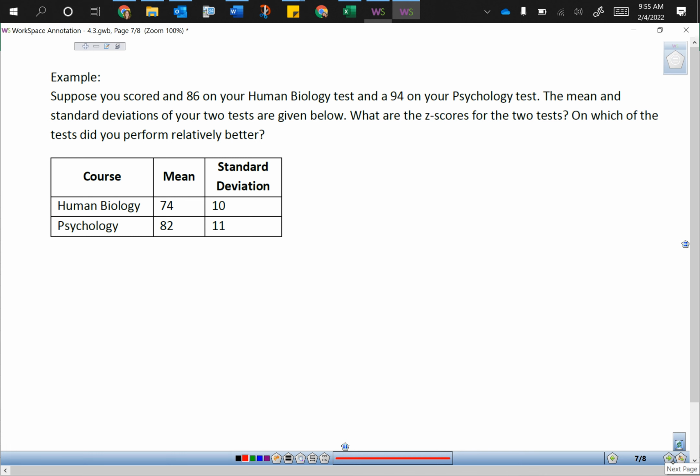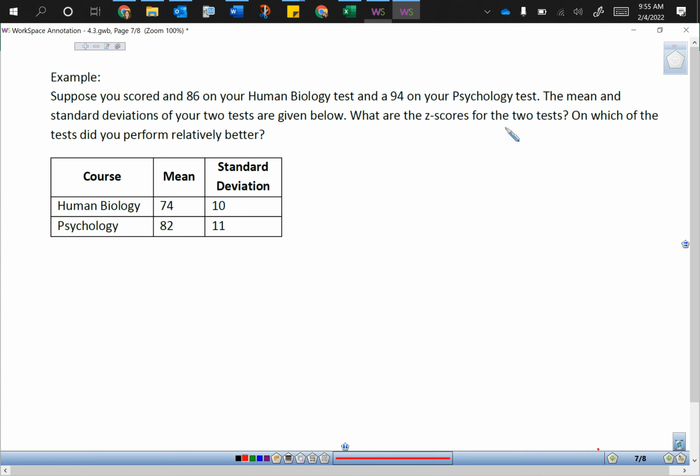Suppose you scored an 86 on your human biology test and a 94 on your psychology test. Now, before we go any further, based on that information right there, which one do you feel you did better on? The psychology, because you're like, yeah, I got a higher score. Now the mean and standard deviations of your two tests are given below. What are the z-scores for the two tests? On which of the two tests did you perform relatively better?